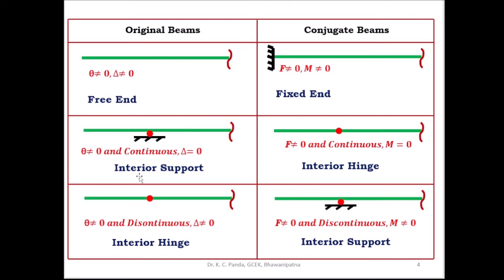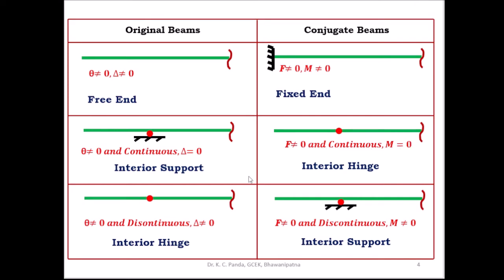And in this figure, in the interior support of the original beam, the slope is not equal to 0 and continuous, and the deflection is equal to 0. But in the corresponding section of the conjugate beam, you have to take the interior hinge. So at the interior hinge, the shear force is not equal to 0 and continuous, and the bending moment is equal to 0.